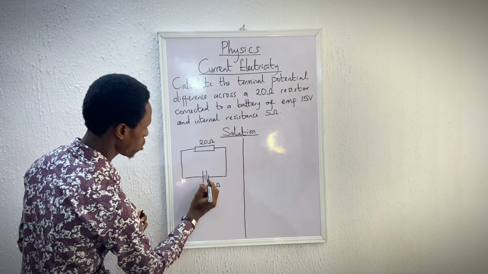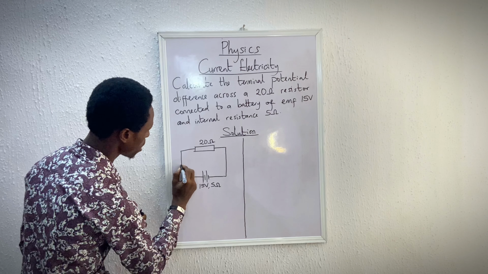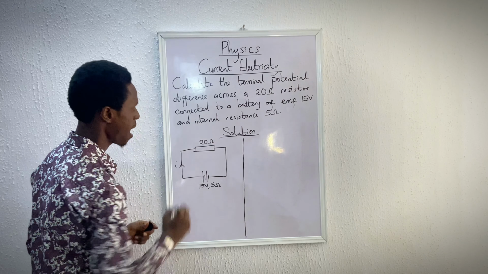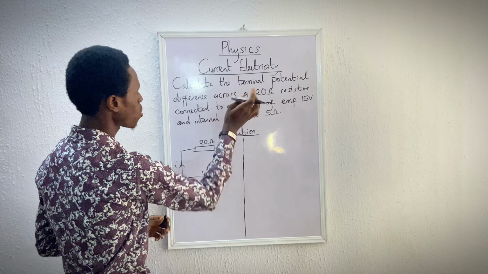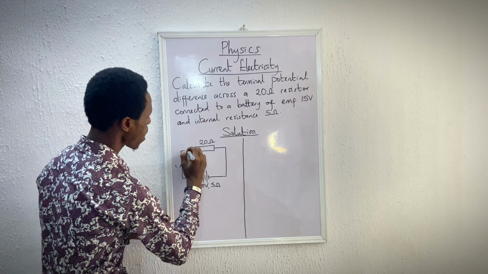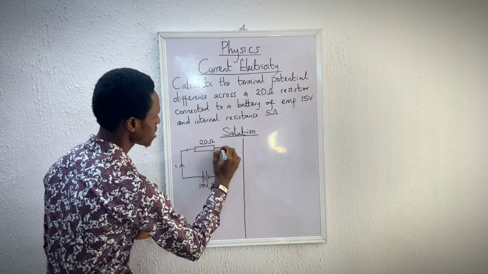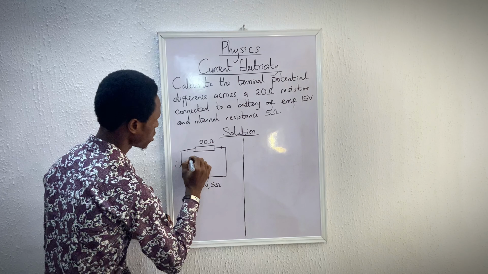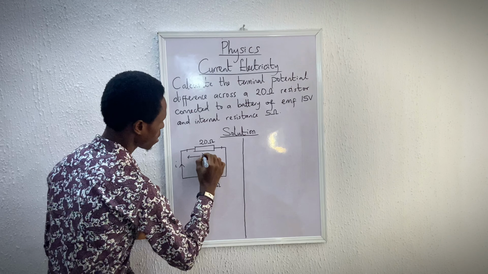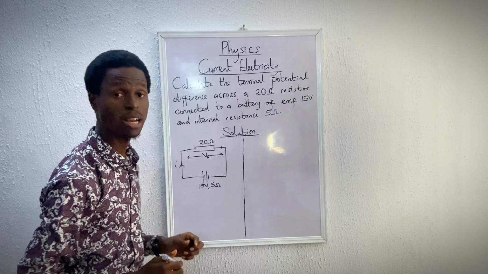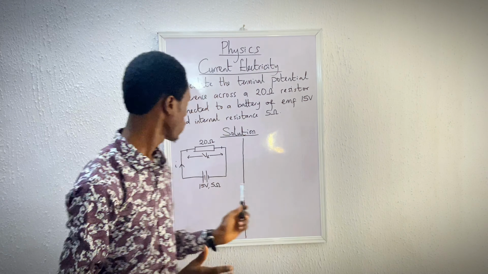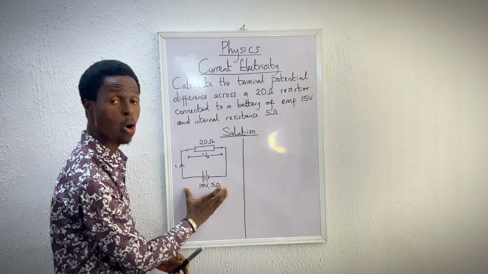Now the battery will definitely produce current I. We are asked to find the terminal potential difference across the 20 ohm resistor. So we are looking for the potential difference from this point to this point. Let's call it VR. That's what we are looking at. But for us to solve this problem, we need to understand all that is happening here.